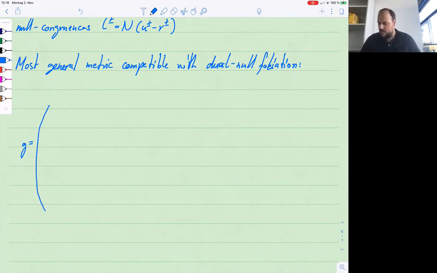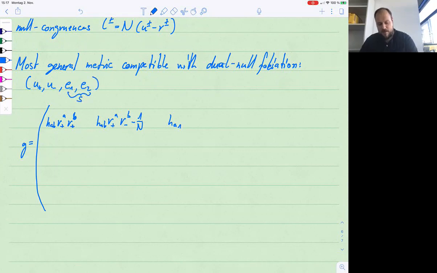I'll write it in coordinates. I'll write it once for you with indices. Let me be nice one time this day. Okay, it's so much to write. It's kind of horrible. And then I will explain where you have actually seen this form of the metric, because everyone has seen it. I should say the basis is now U plus, U minus, E1, E2, and those are the basis for S, the space-like surface.